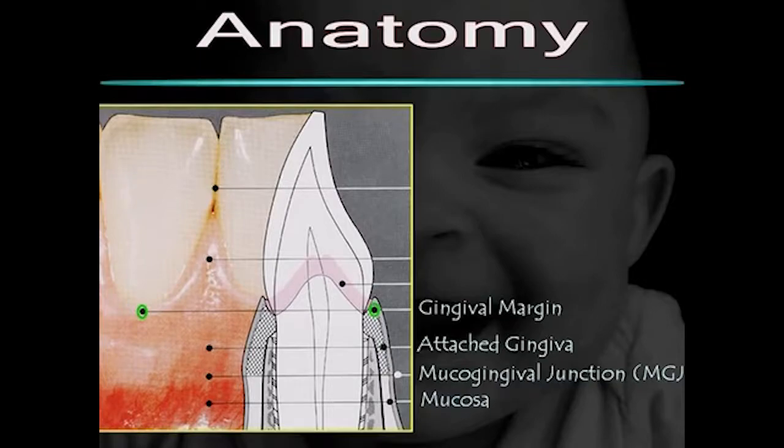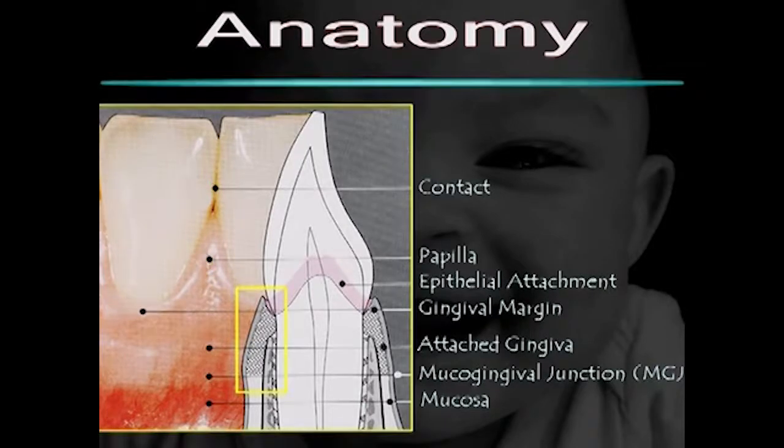The epithelial attachment, indicated in purple, lies at the base of the sulcus. The papilla is the tissue that fills the space between the teeth, and the contact is the point at which adjacent teeth touch. Now let's take a closer look at this outlined area.